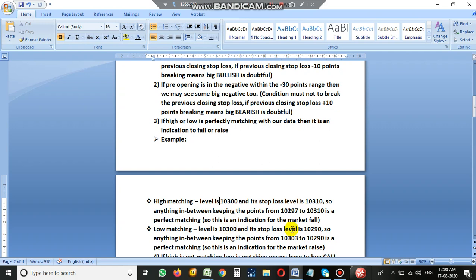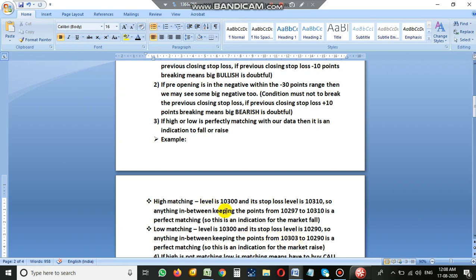For example, here the stop loss comes to 10,290, and if anything breaks that by 1 point, for example 10,289, a 1 point difference from the stop loss, it indicates the market will go towards the next level on the downside. Likewise, if the market is not reaching 10,303, which is about 10,304, it means it is not matching.